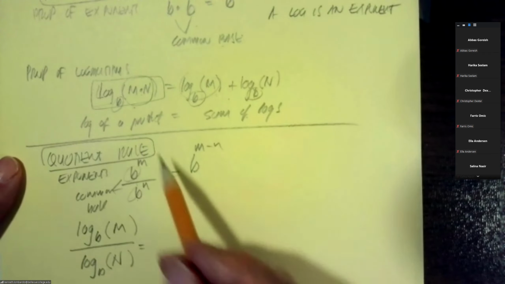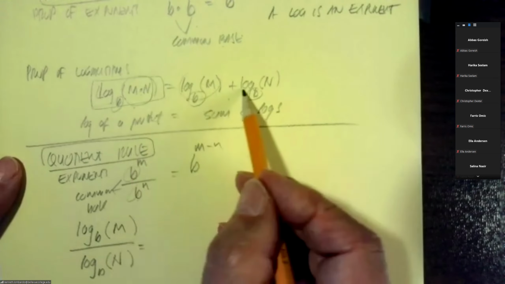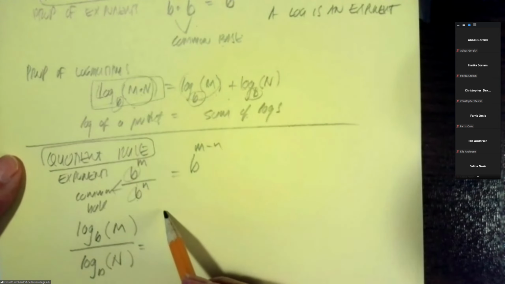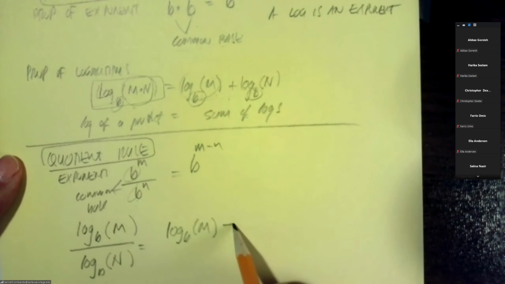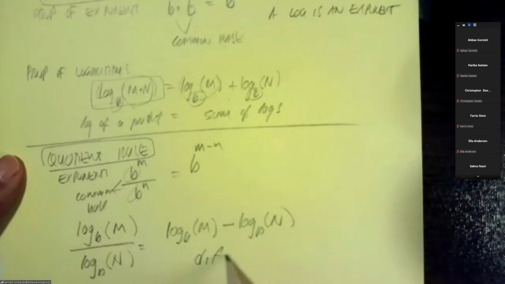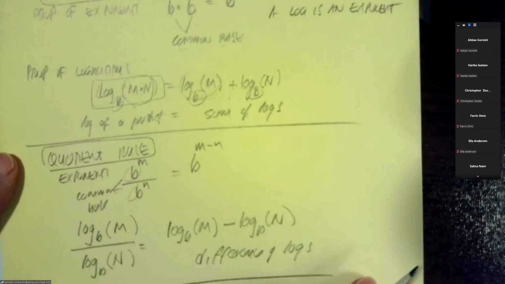And that's going to be, above, we had a product. We turned that into a sum. When we have a quotient, log base b of m minus log base b of n. So here we have a difference of logs. Above we had a sum. Here we have a difference. Okay. Questions on that at all?